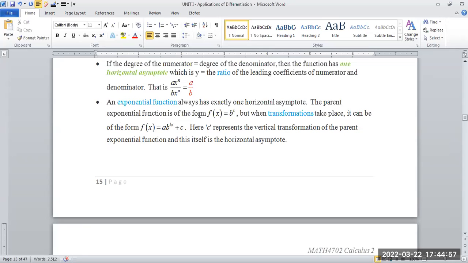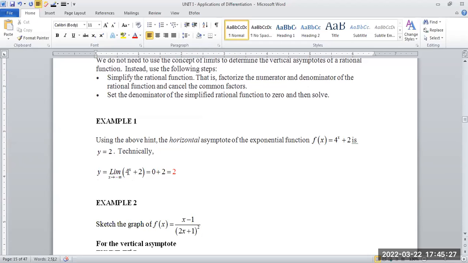The parent exponential function is of the form f of x is equal to b raised to the x. But when the transformations take place, it can be of the form f of x is equal to a b to the kx plus c. And I'm saying to you that c here is representing the vertical transformation of the parent exponential function, and this itself is the horizontal asymptote. See it right here. What's the point I'm making?